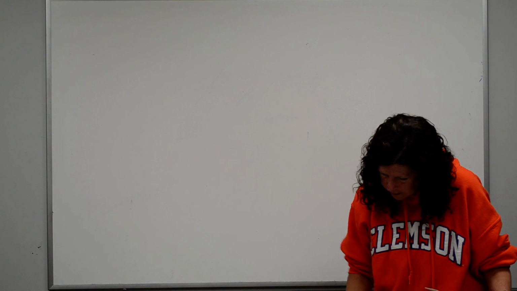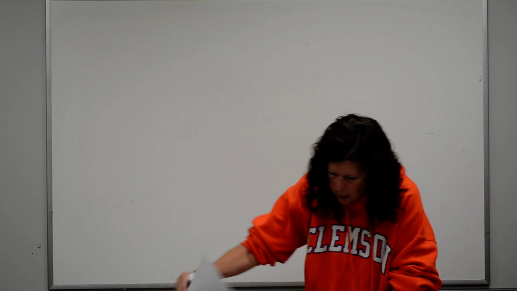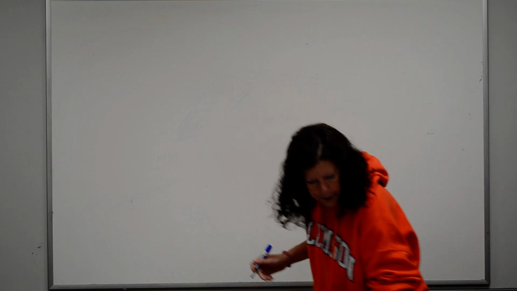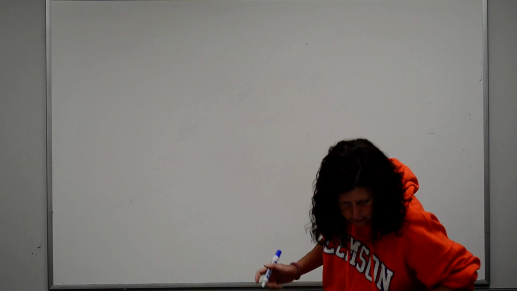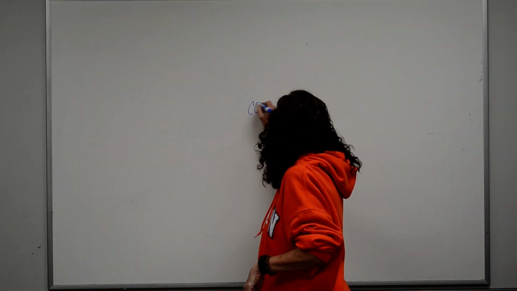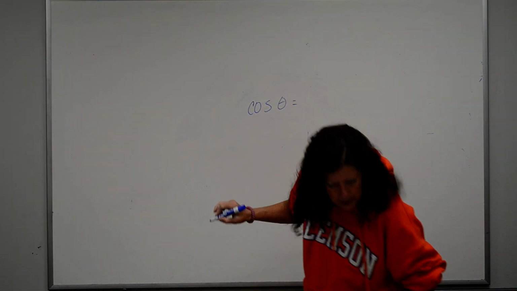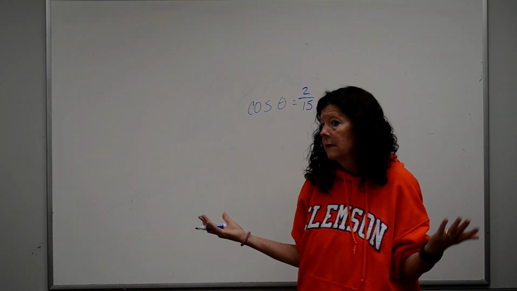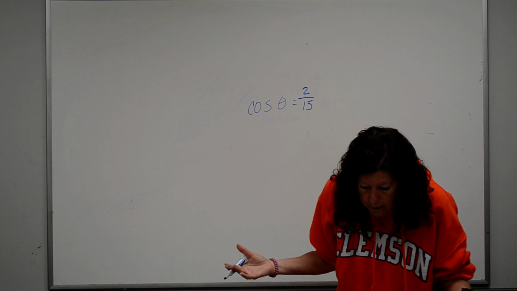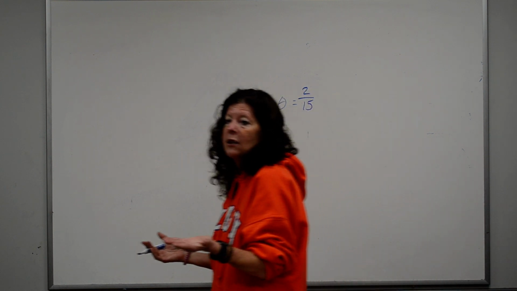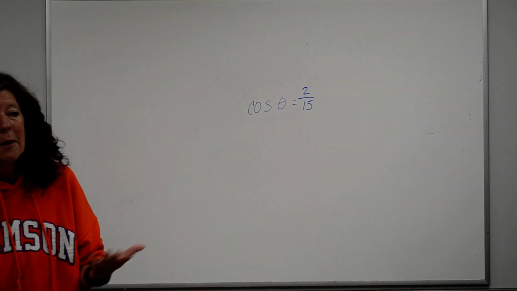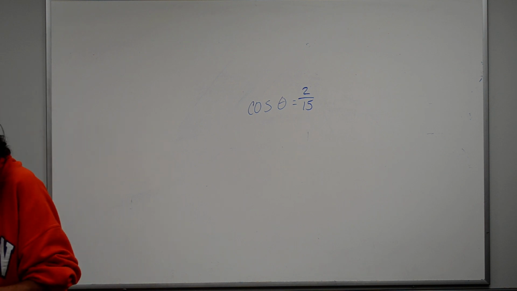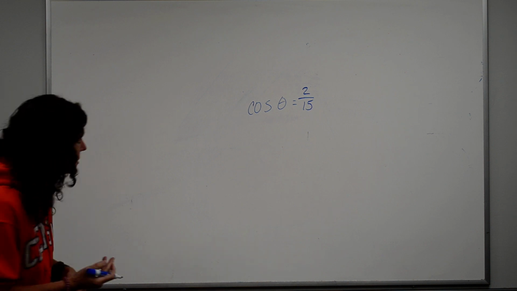Hold on 1 second, let me get there. Okay, so they might give you something that looks like this. The cosine of theta is equal to 2 over 15. They give you that. And they say, okay, find the other 5 remaining trig functions, and you can make them in fractions. They might tell you if you're going to make them into a decimal or round it to 4 places after the decimal. Just pay attention to the instructions.